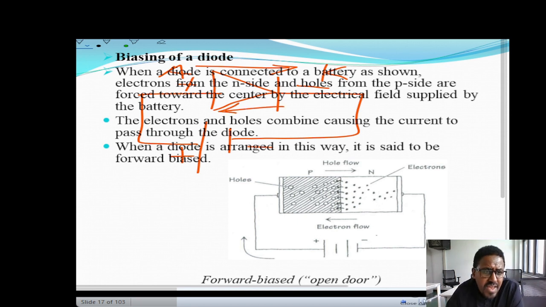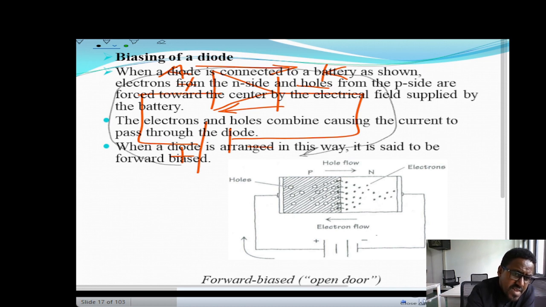During this time, the holes and electrons combine, causing current to flow from the positive to the negative side. That means current can flow from the P side to the N side. So at this condition, a diode will conduct. This method of connection or arrangement, we call forward biased.